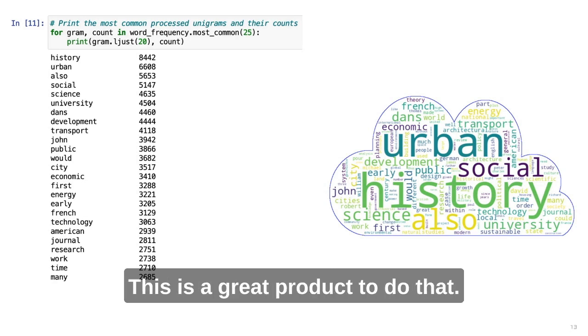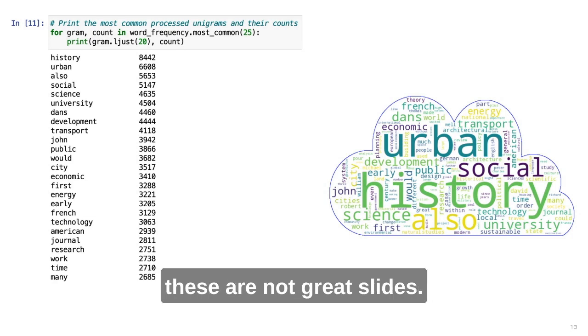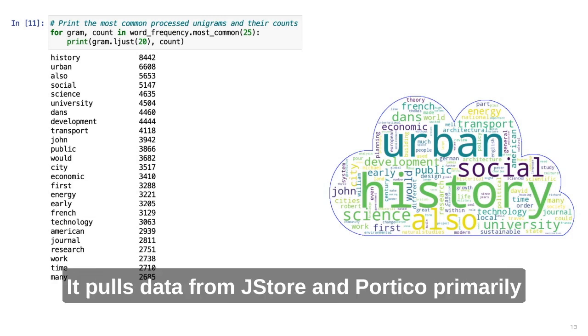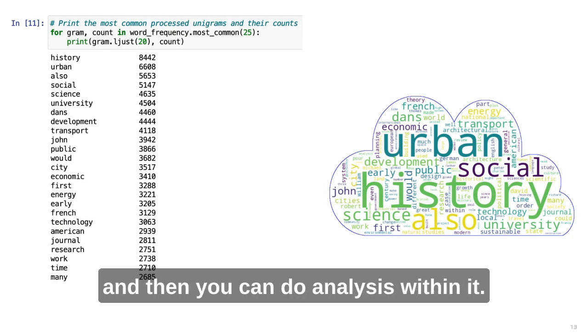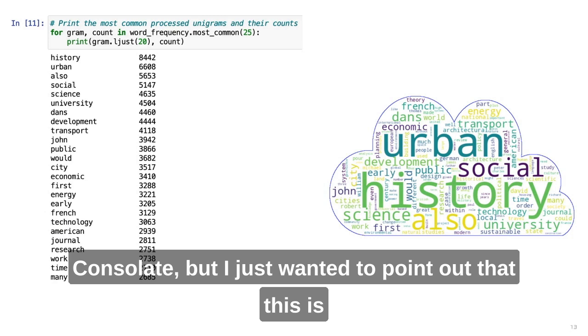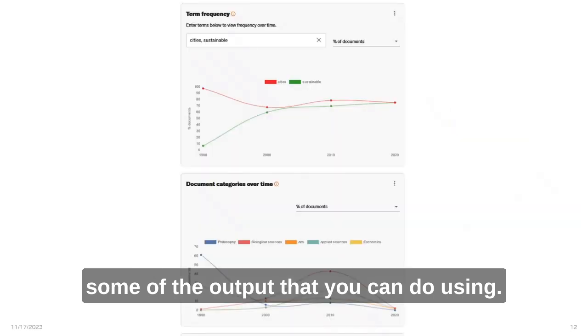This is a great product to do that, and I should have mentioned, because these are not great slides, I did have a slide that talked about what Constellate is. It pulls data from JSTOR and Portico primarily, and then you can do analysis within it. In a moment, I will talk about some other uses of Constellate, but I just wanted to point out some of the output you can get.